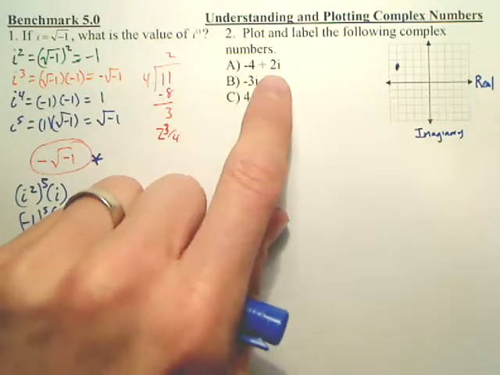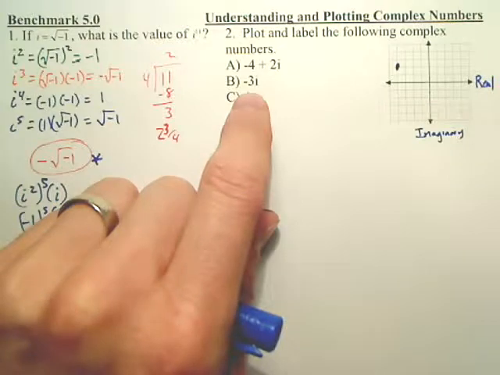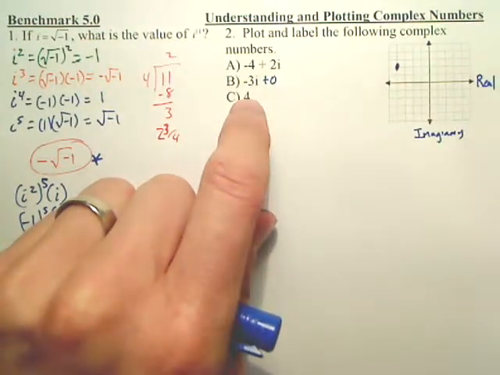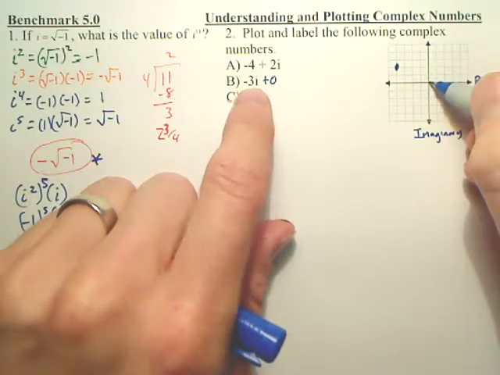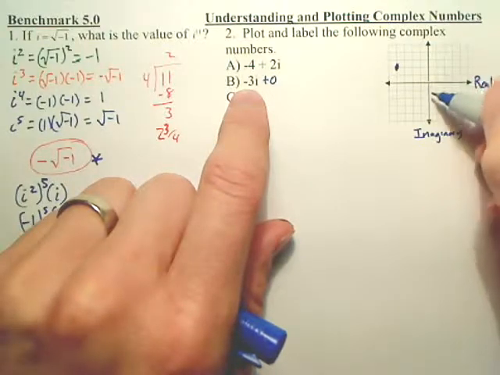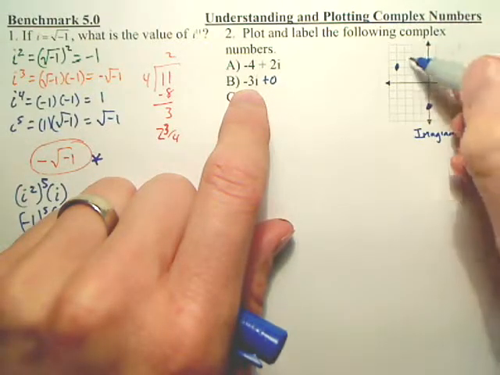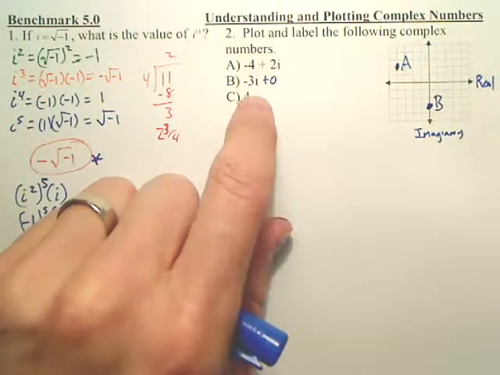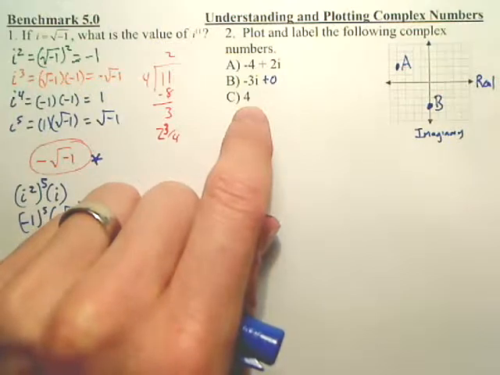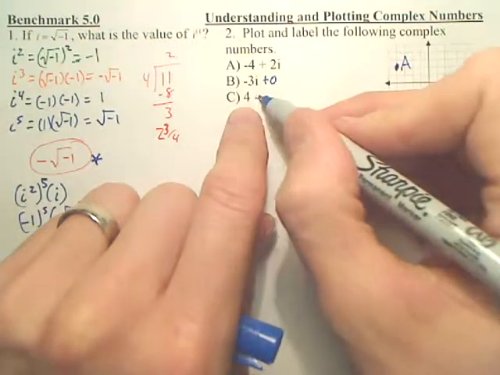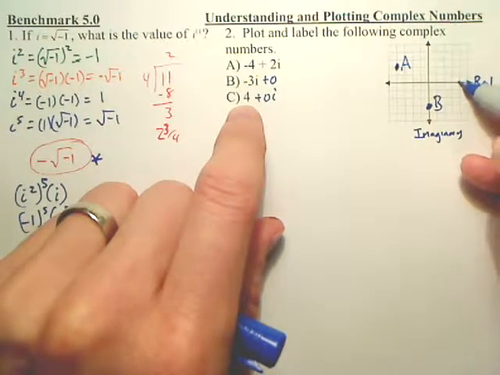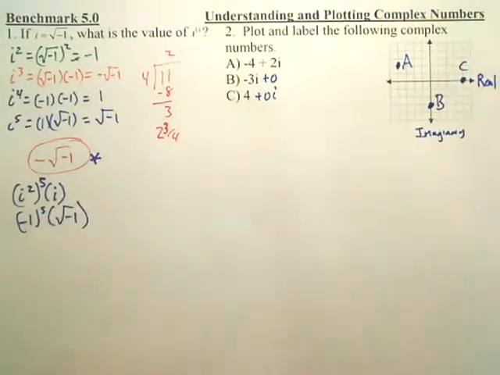Negative 4, up 2. This one, you have to realize you go over 0. You can put a plus 0 here if you want. So that means I go over 0 on my real, but my imaginary tells me to go down 3. There's A, there's B. Remember, you go over 0, but it tells you to go down 3. And C is plus 0i. So basically that's saying go over 4 and go up nothing. So it stays right there.